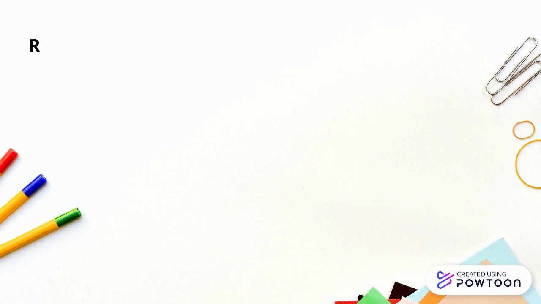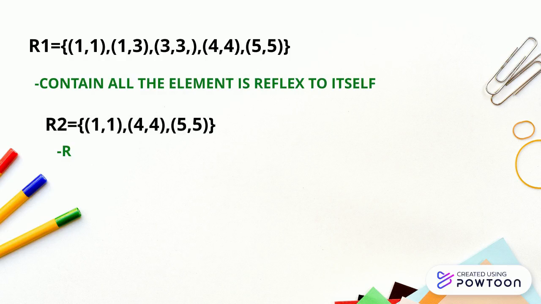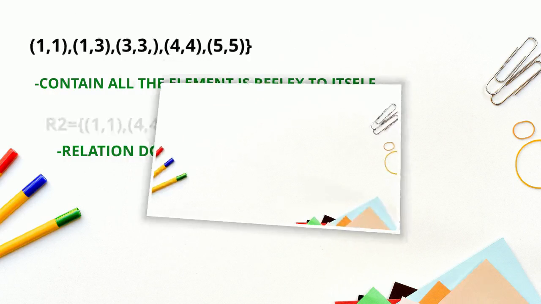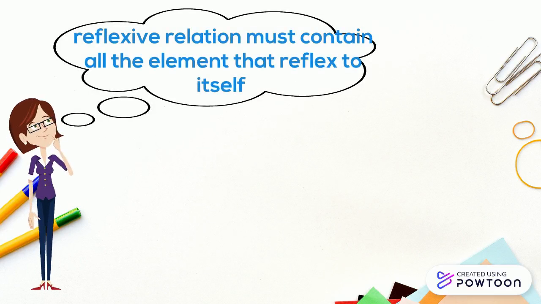Because R1 is true, the relation R1 contains all the elements that reflect to itself. R2 is not reflexive because the relation R2 does not have (3,3). Based on the definition, the relation set must contain all the elements that reflect to itself. Before we go to the next property, remember, a reflexive relation must contain all the elements that reflect to itself.